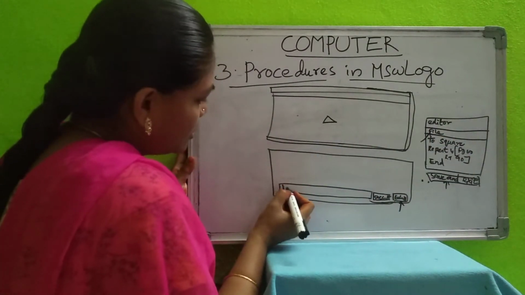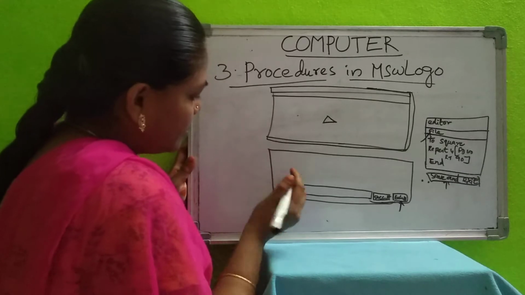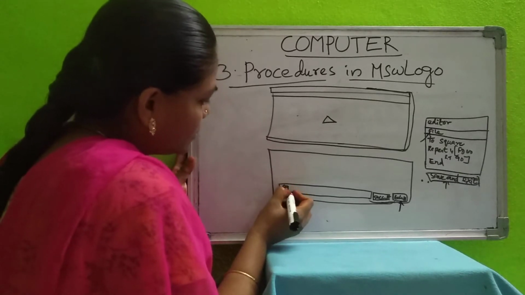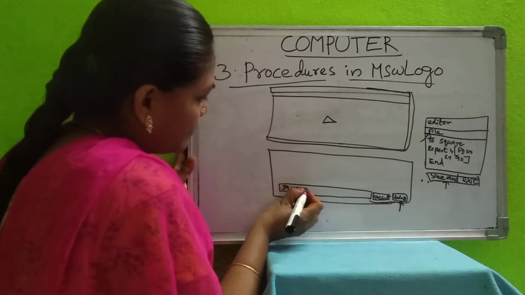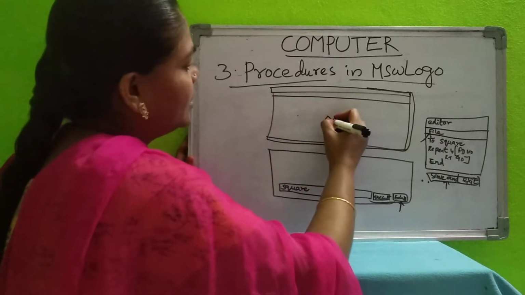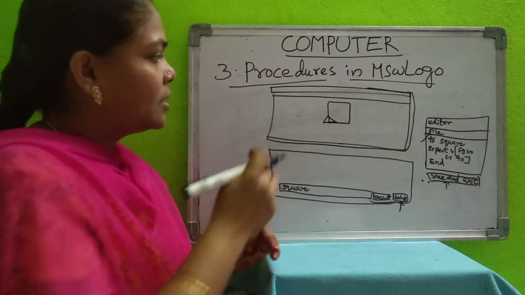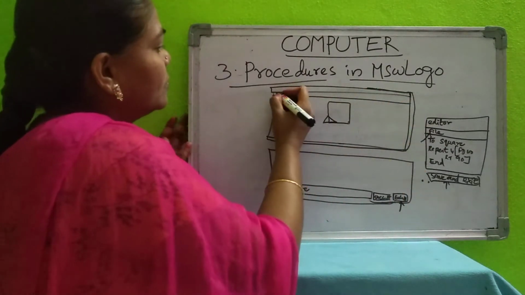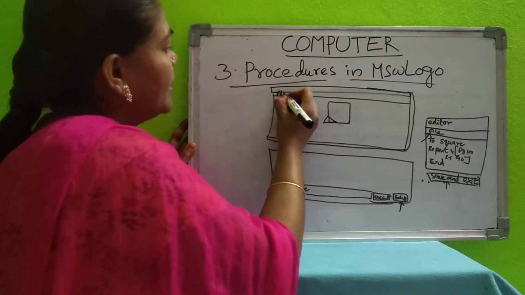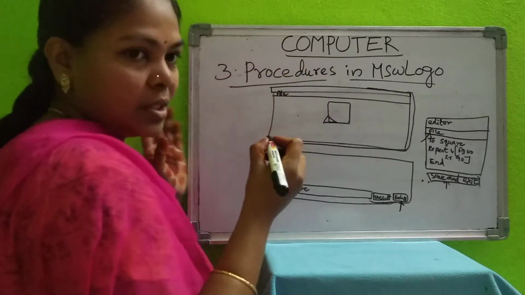Here you have to write, the cursor is displayed. In this input box, we have to write square. So this square will be drawn here like this. Like this you have to follow the steps to display any shape using procedure.